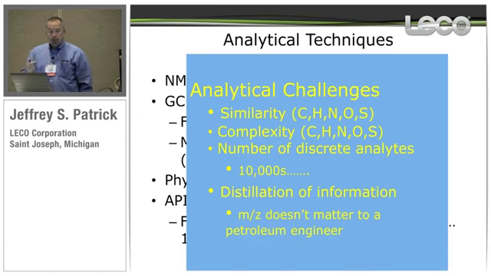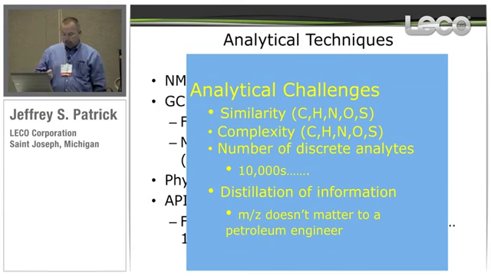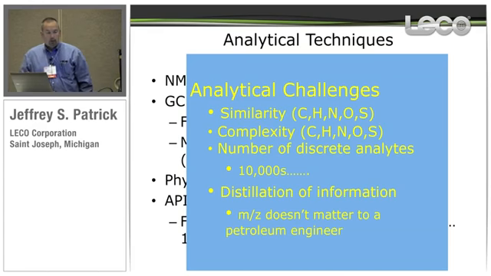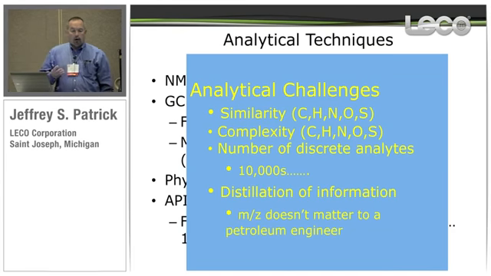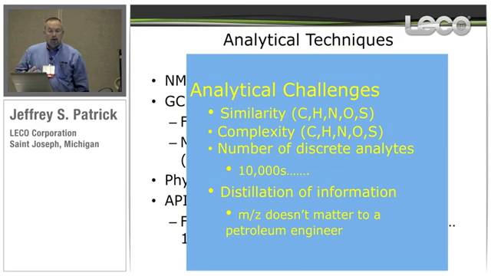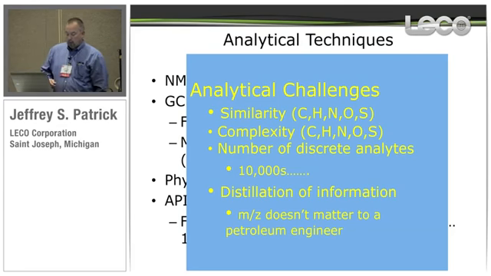The challenges that have driven the variety of these techniques and approaches are the similarity: carbon, hydrogen, nitrogen, oxygen, sulfur. That's pretty much it. But also the complexity. The way those are pieced together creates a myriad of products that require a high level of resolution and very high accuracies to facilitate their characterization, with a discrete number of analytes in excess of tens of thousands. The distillation of information is ultimately what's important, and that's where the software comes in. M over Z's don't matter, I don't think, to petroleum engineers. If you give them an M over Z, they're probably just going to look at you funny.